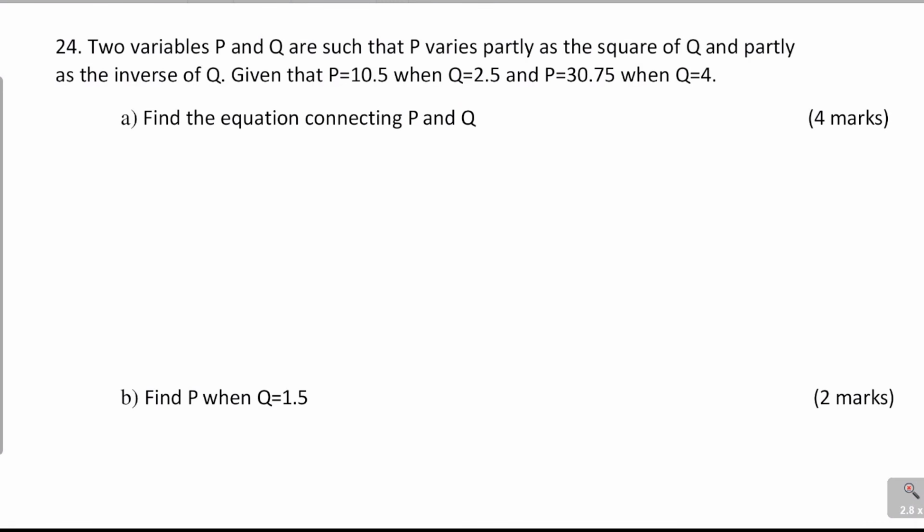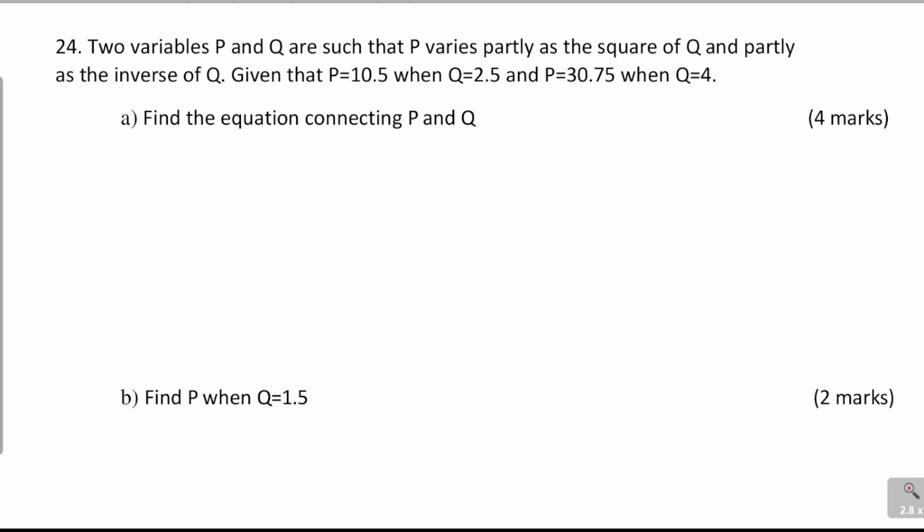Question 24. Two variables p and q are such that p varies partly as the square of q and partly as the inverse of q. Given that p is equal to 10.5 when q is equal to 2.5 and p is equal to 30.75 when q is equal to 4. Part A, find the equation connecting p and q.